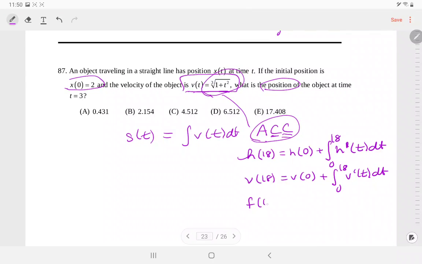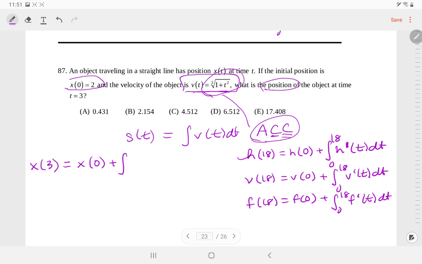It works for anything. It works for f. F of 18 is f of 0 plus the integral 0 to 18 f prime of t dt. The key is the inside of the integral has to be the prime. Okay, so I want the integral of v. So s, I guess I shouldn't call it s because they want it to be called x. So x of 3 is x of 0. That's the one they gave me. I also put them in order. So even if they had given me the 3 and wanted the 0, I would still put it like this because I like the 3 first.